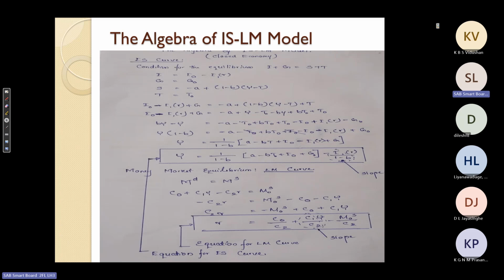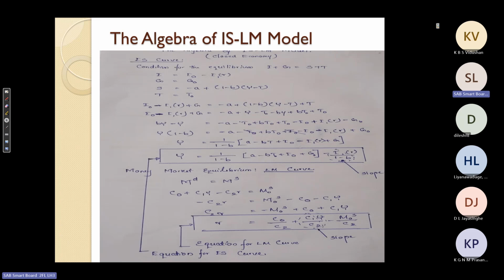So then we can rewrite this one, Y equal 1 over 1 minus b. This part take it as a separate I1R, right? We can take it, right? I1R, 1 over b, right? Here 1 over 1 minus b, other variables we have written, right? Minus I1R over 1 minus b, right? So this is the equation for the IS curve. Y equal 1 over 1 minus b, a minus bT plus I0 plus G0, minus I1R over 1 minus b.